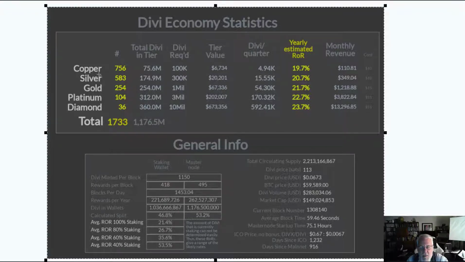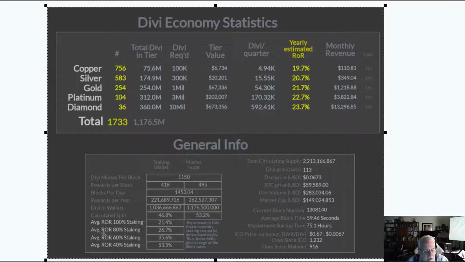So again, if you have a copper node, you could expect to make $110 a month on your $6,700 that you invest. And of course, if you divide that out 12 months of a year, it should hopefully give you that number right there. And there's a cost of $10 a month for your master node for a copper and a silver, and it's kind of small there, but you can actually see it's $15 a month for the higher level nodes. They take more resources, I guess.